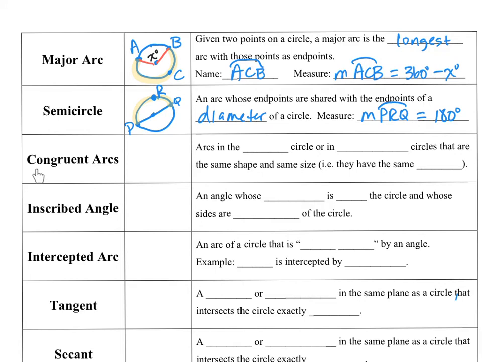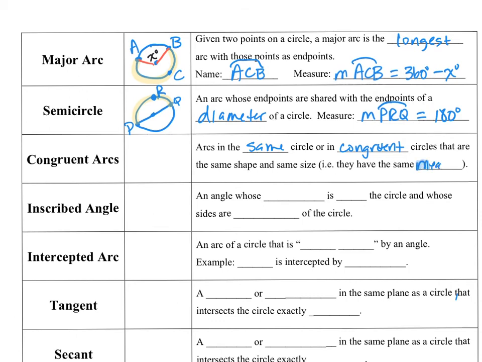So now let's talk about congruent arcs. We've been talking about this idea of congruency all year, so I'm sure it won't surprise you that congruent arcs would be arcs in either the same circle or in congruent circles that are the same shape and the same size. In other words, i.e., they have the same measure.